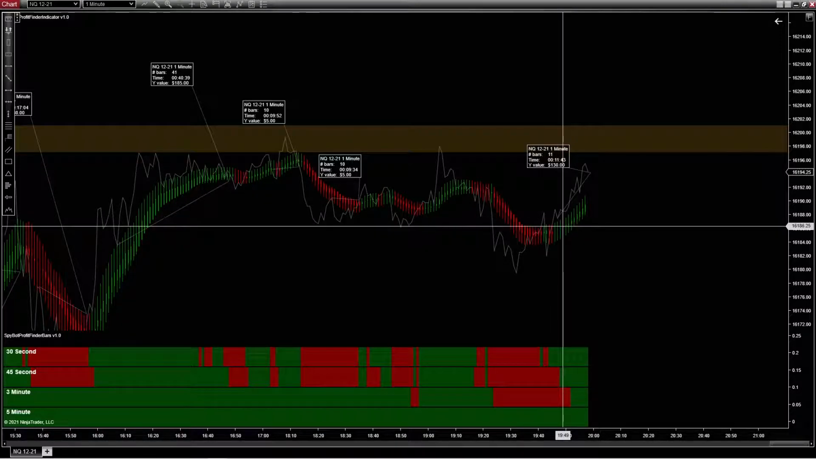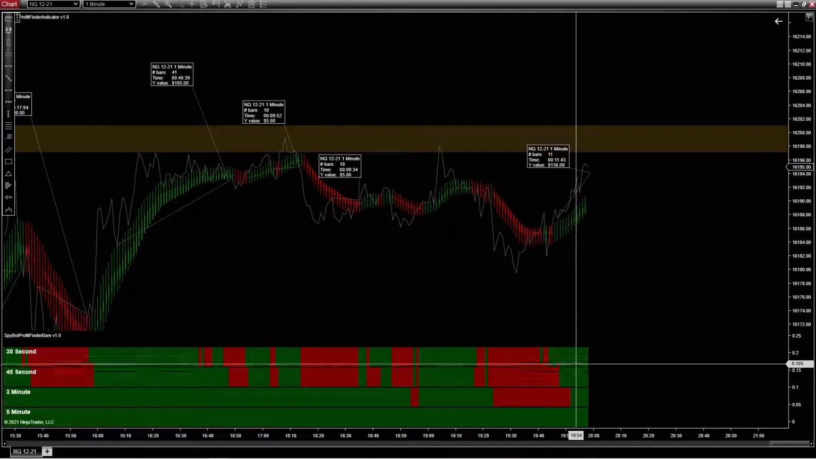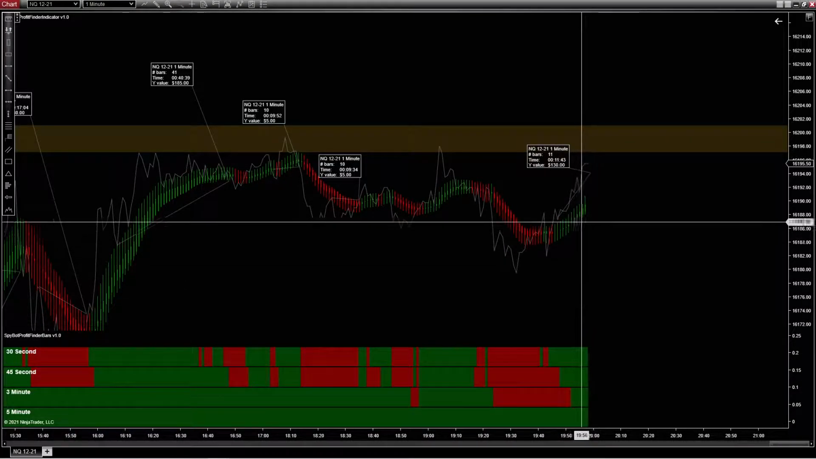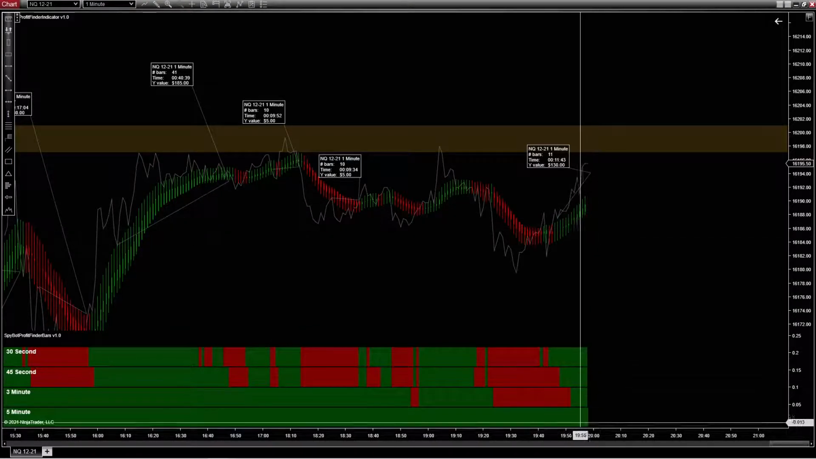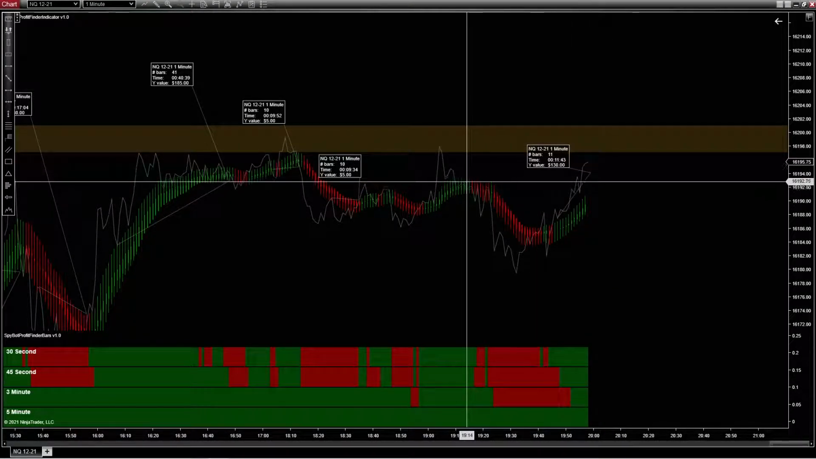I teach when it comes back down into it, get in. If it's still green down here, you want 3 out of 5. But right now we have 5 bars green. You got 1 here and 4 there. That is a good long.